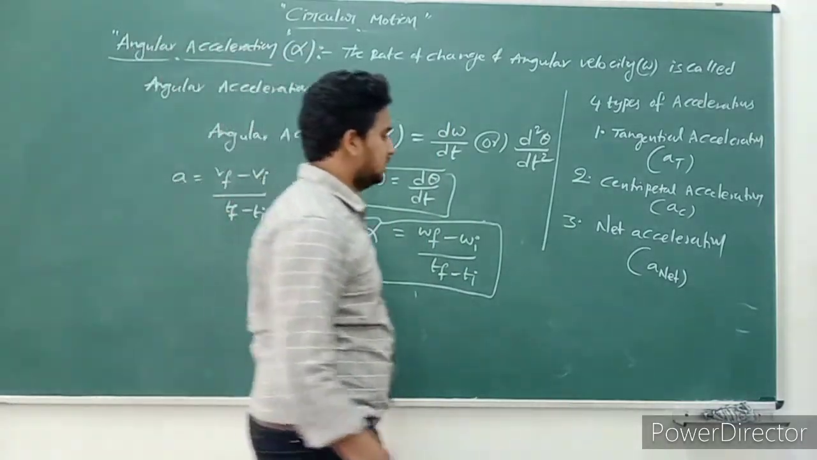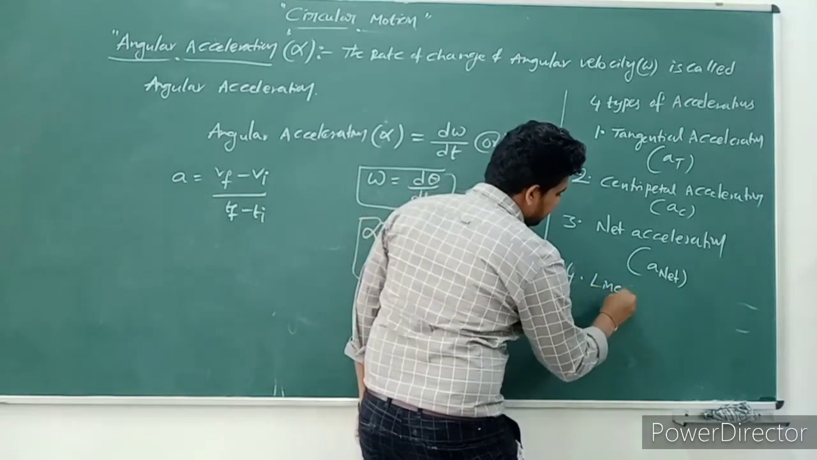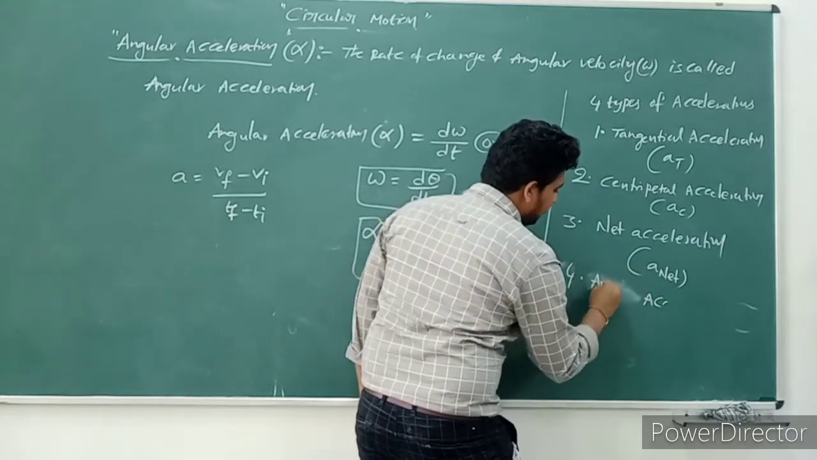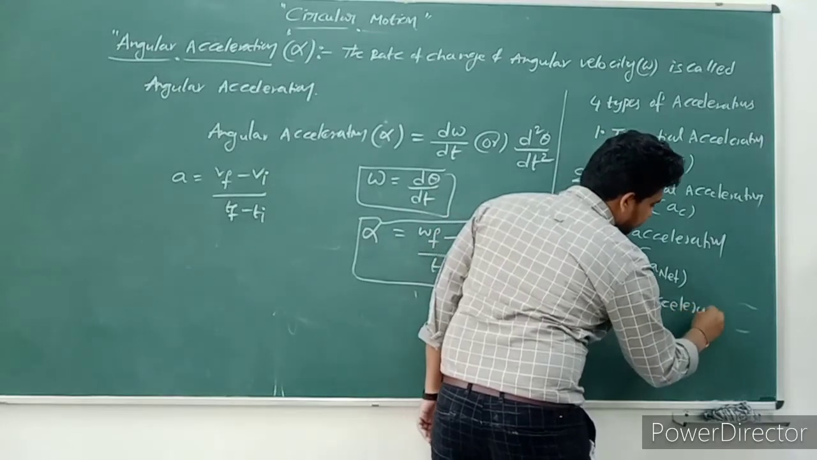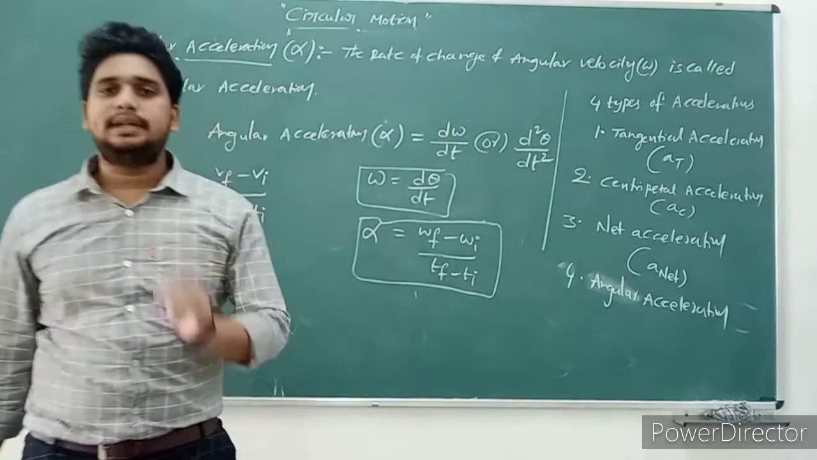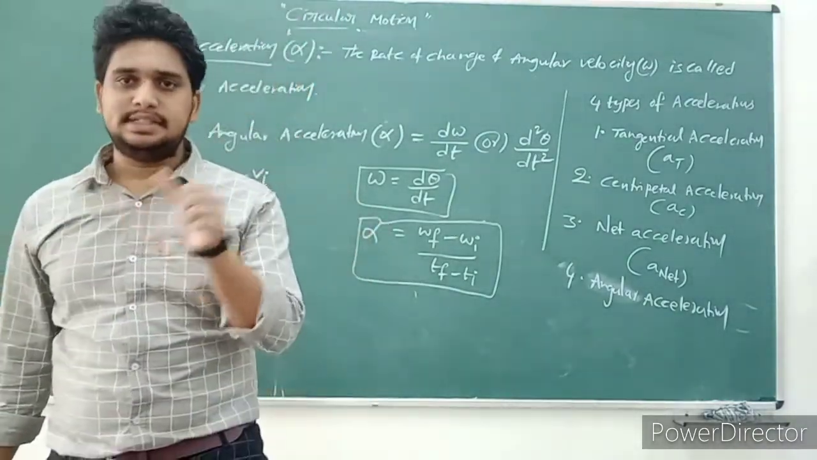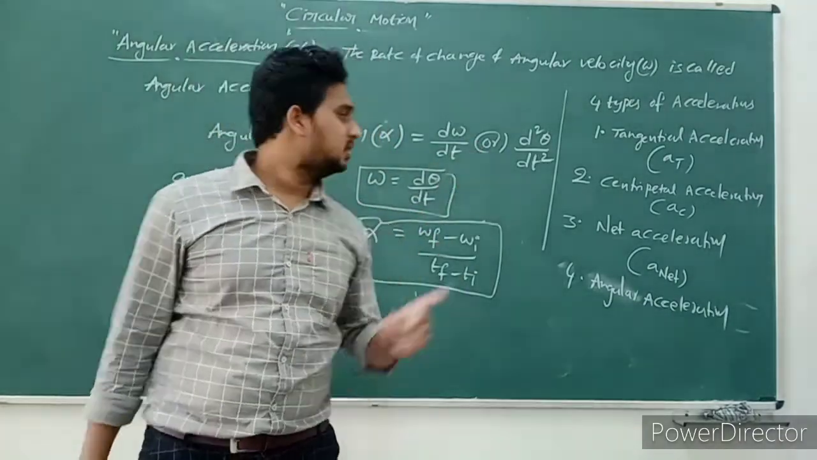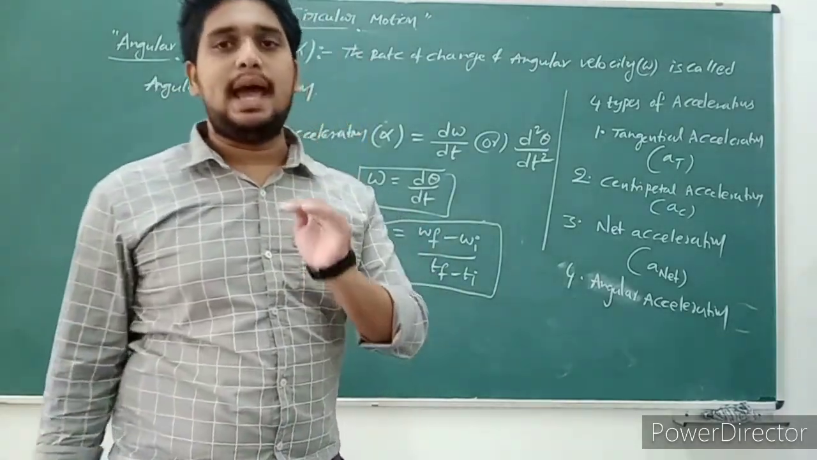Okay, so next, the fourth one is angular acceleration. Sorry, it is not linear acceleration, it is angular acceleration. So these are the four types of acceleration in circular motion. One is tangential acceleration. Second one is centripetal acceleration. Third one is net acceleration, and fourth one is angular acceleration.